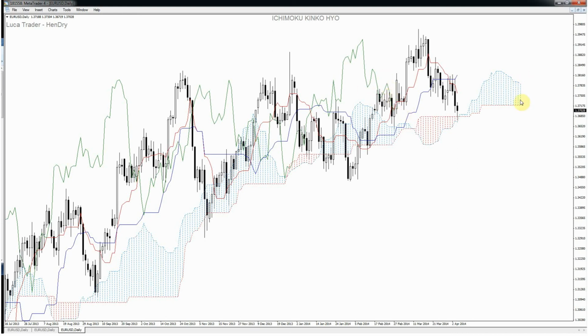I want to make sure that we have a strong bullish Kumo cloud. Something like this, you should avoid the market. It's only showing a weak bullish cloud, right? The same goes for the bears.